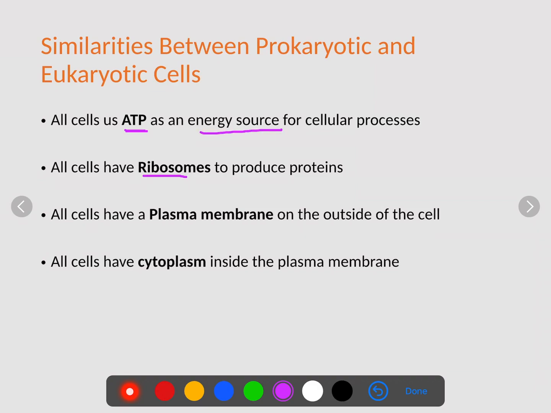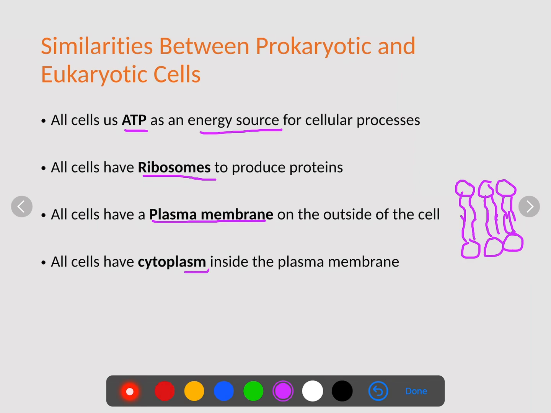All cells also contain ribosomes because all cells need proteins. All cells have a plasma membrane. And remember, plasma membranes are made of phospholipids, which contain a head and two tails. And usually this plasma membrane makes what's known as a phospholipid bilayer. So these two layers of phospholipids, they are arranged like this because the heads want to be associated with water and the tails are hydrophobic.